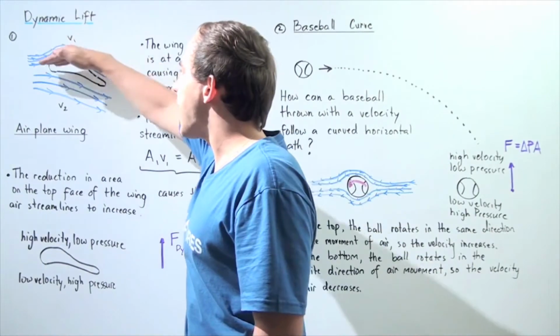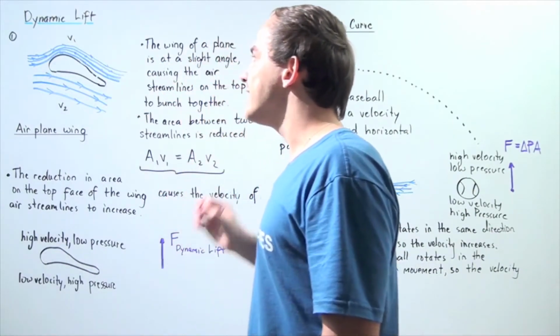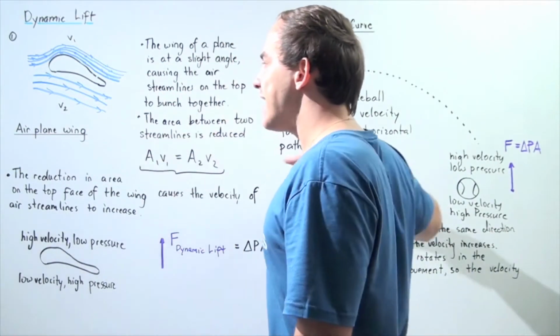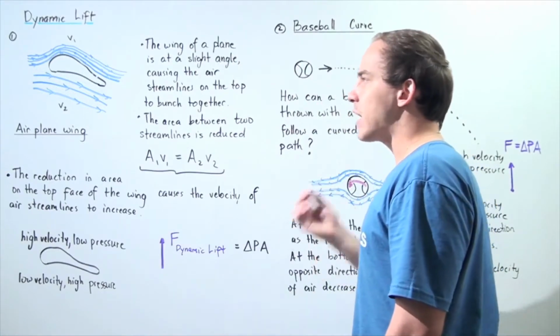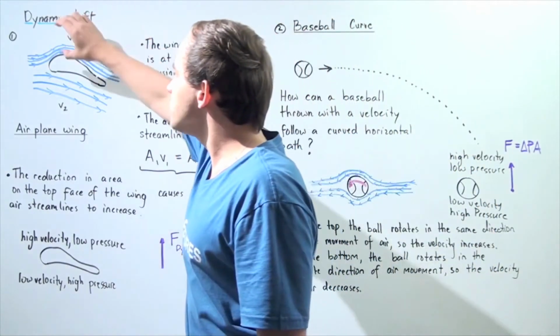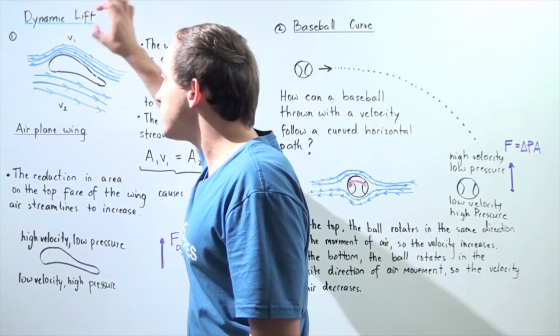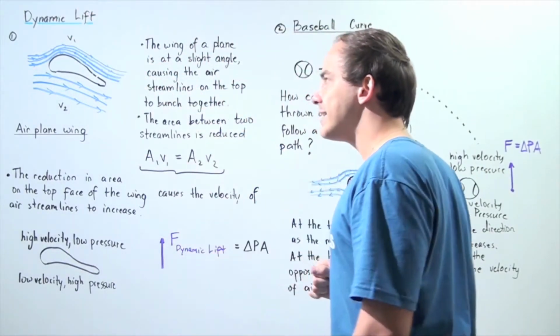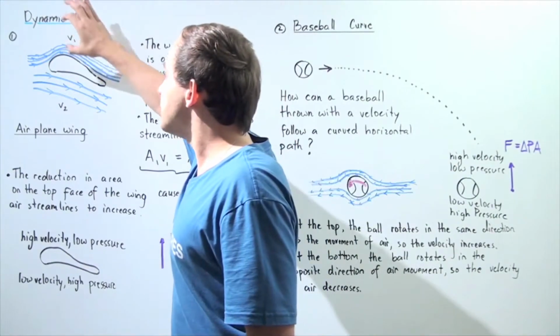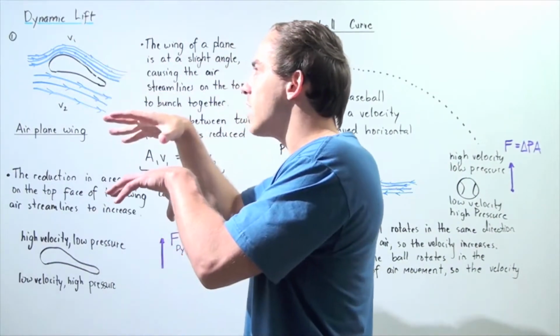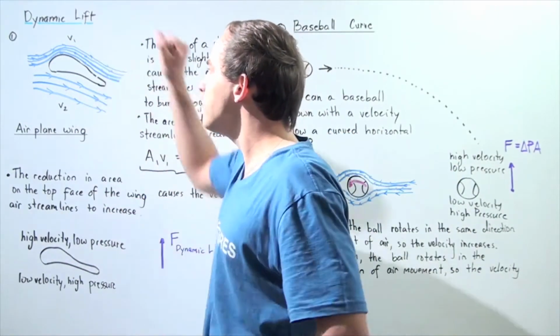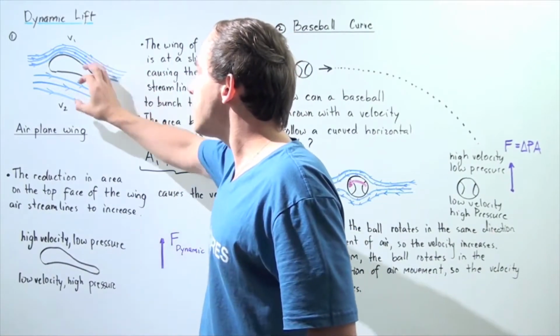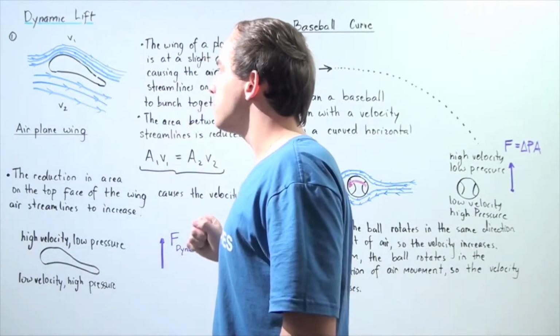Now, because our airplane wing is at an angle with respect to the x-axis, with respect to the direction of motion, notice what happened to our streamlines of air on the top portion of our wing. Notice that these streamlines collect together. They bunch up at the top portion, and they are more separated on our bottom portion.